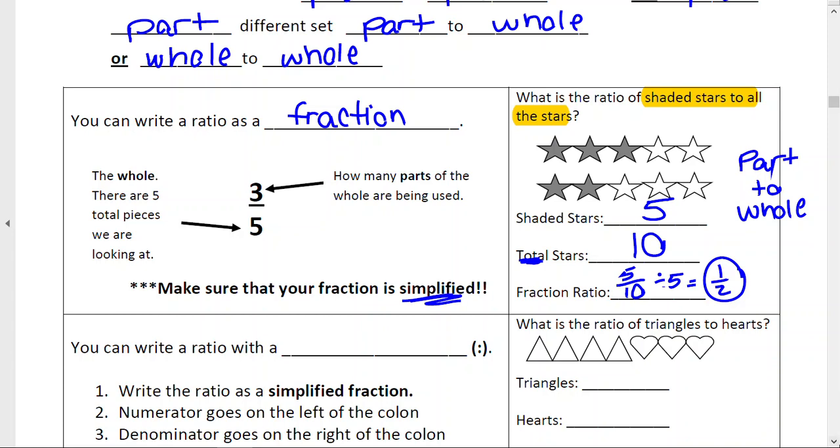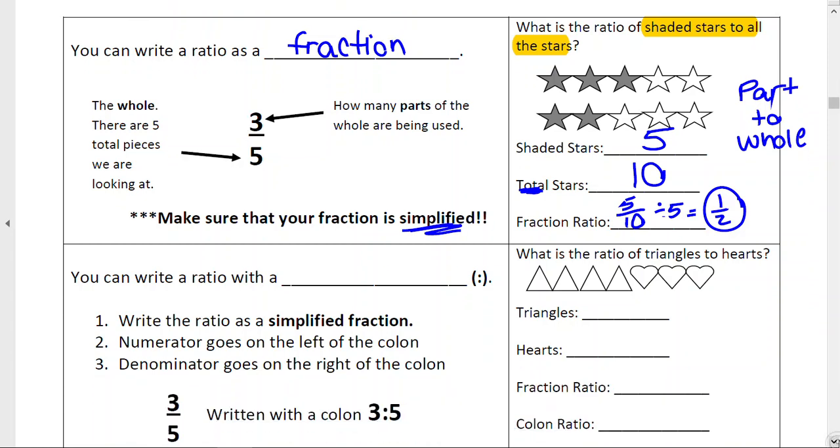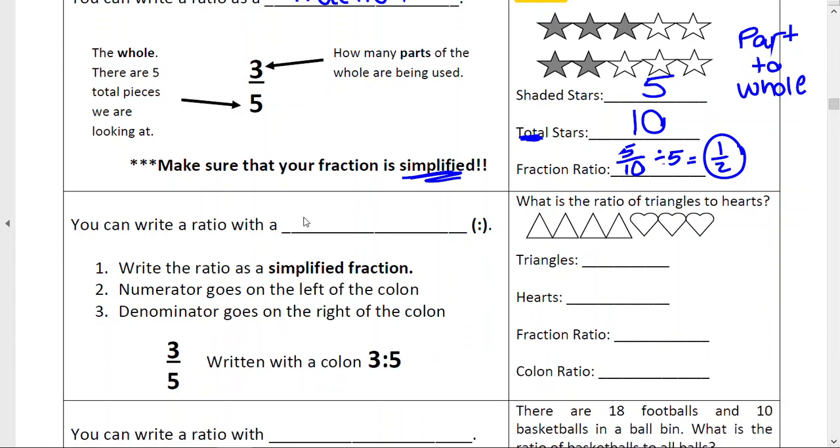The next way that you can write a ratio is with a colon. So you fill in colon here, and that's the double dots. So we write the ratio as a simplified fraction. The numerator goes to the left of the colon, and the denominator goes to the right of the colon. So if I have the fraction 3/5, it's like I just tip this over. And 3 colon 5 is like the fraction 3/5.